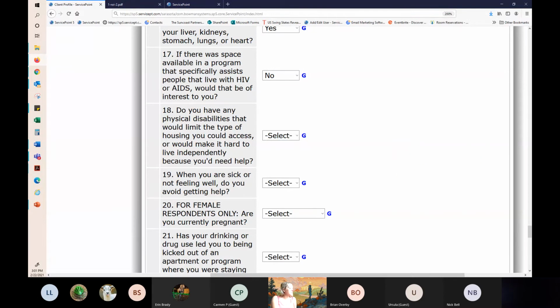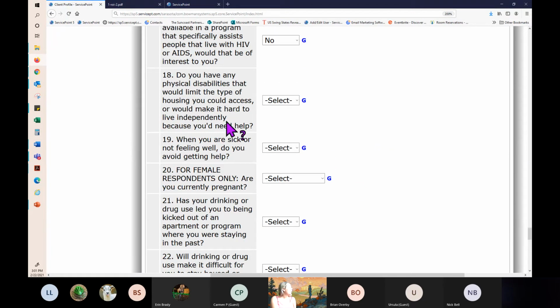Do you have any physical disabilities that would limit the type of housing you could access, or would make it hard to live independently because you need help? Same question. We just want to make sure that we are reminding ourselves that this is more speaking to the independent part of that physical condition. Does that physical condition limit their ability to live independently? We're going to say no for Brandon.